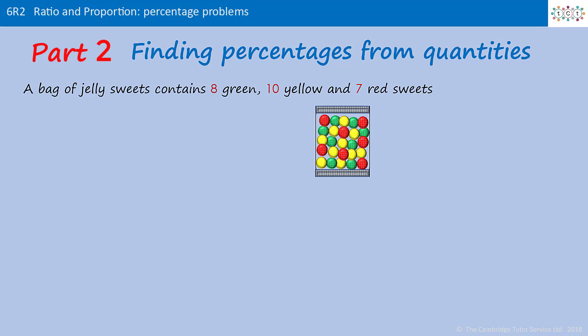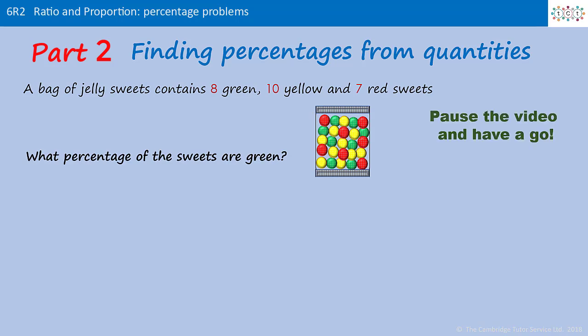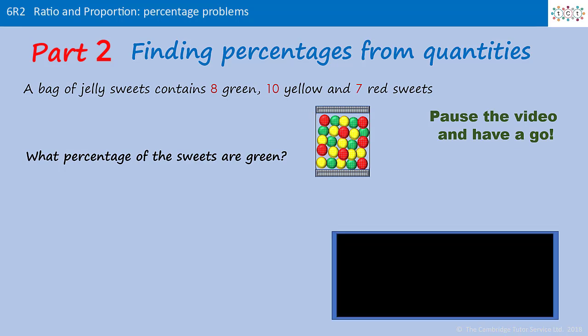Have a go at this one. A bag of jelly sweets contains 8 green, 10 yellow and 7 red sweets. What percentage of the sweets are green? Pause the video, have a go, press play when you're ready for the solution.